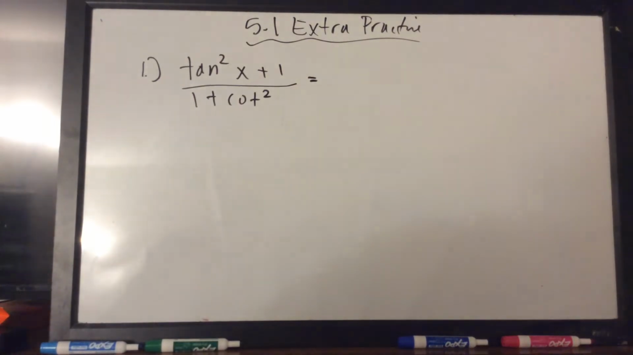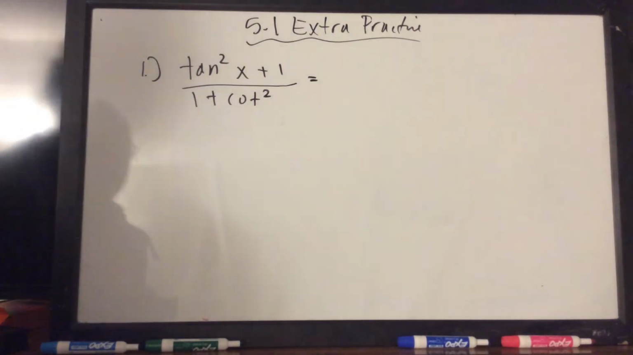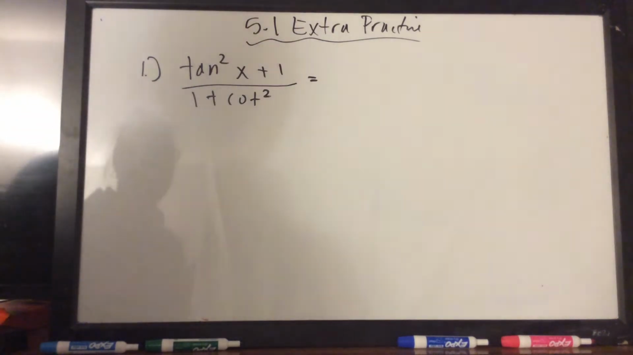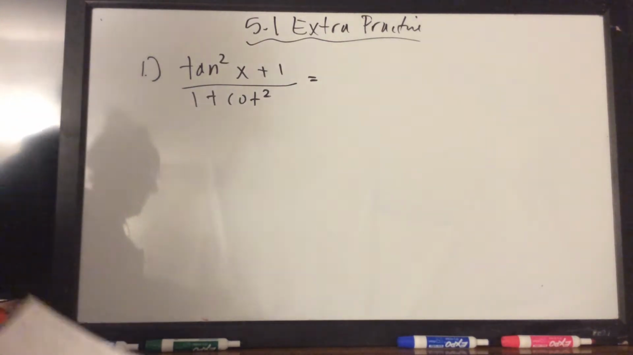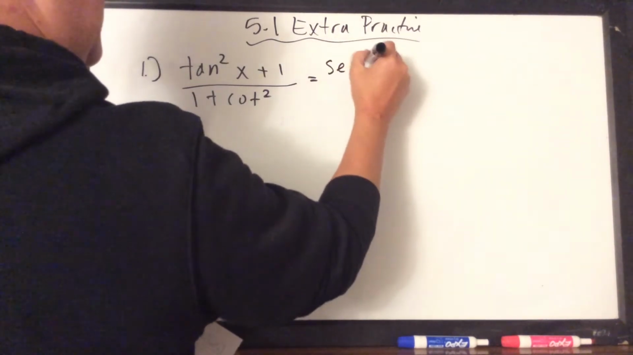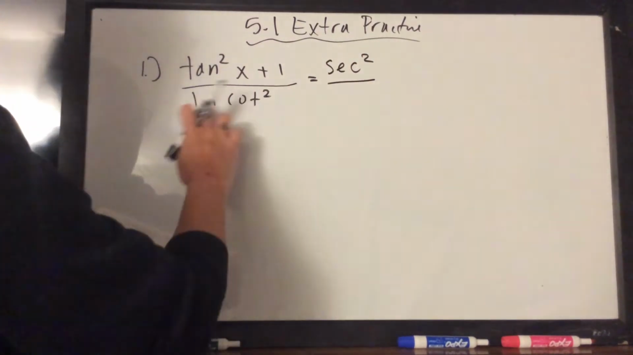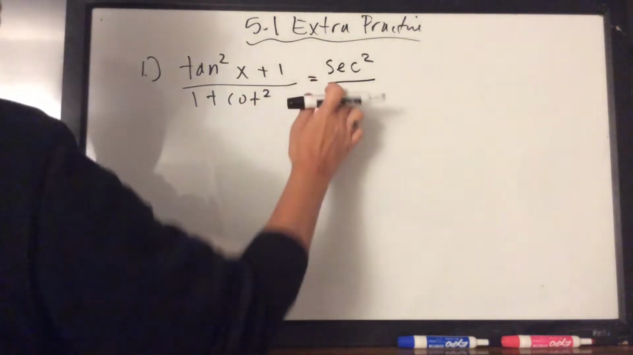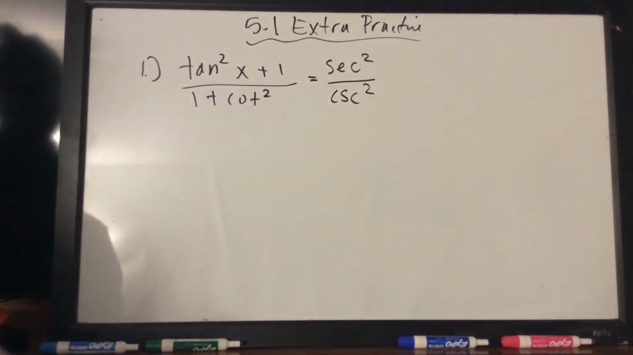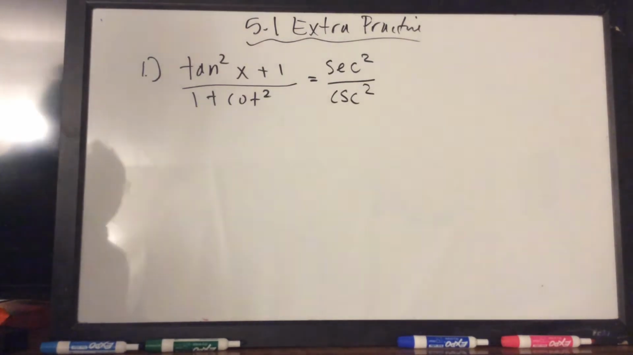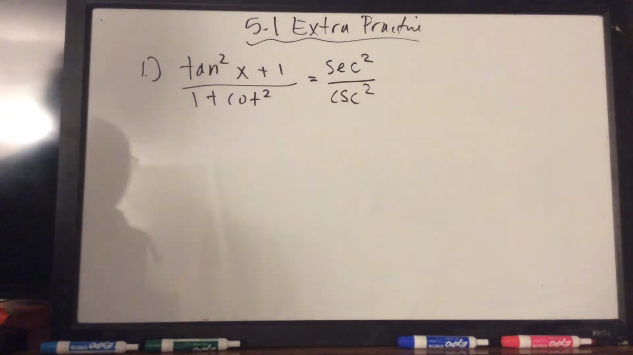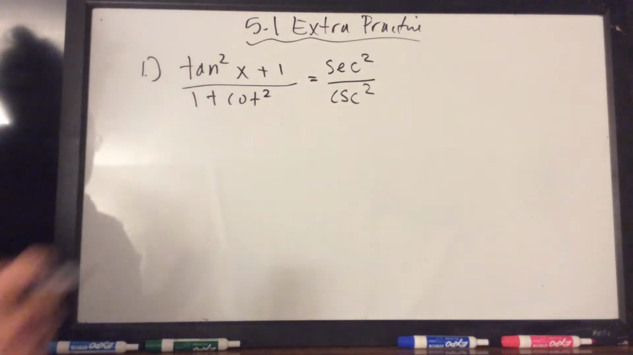So if you look at that, notice they're both squared. They both have plus 1. So look at your Pythagorean identities. Tan squared x plus 1 is secant squared x. And then 1 plus cotangent squared, again, comes from that trig identity, cosecant squared. Okay? Now, this is where it gets a little tricky. Some of you are leaving it like this. You must simplify, guys. Remember, switch to sines and cosines.